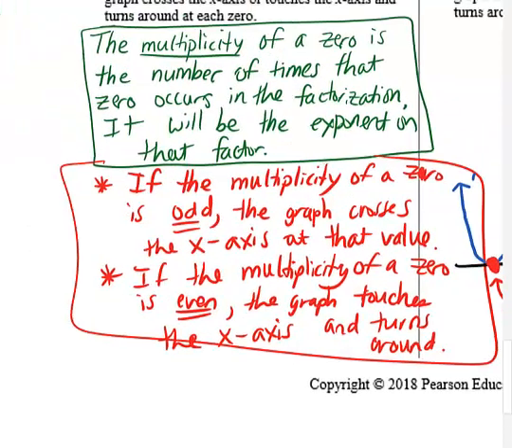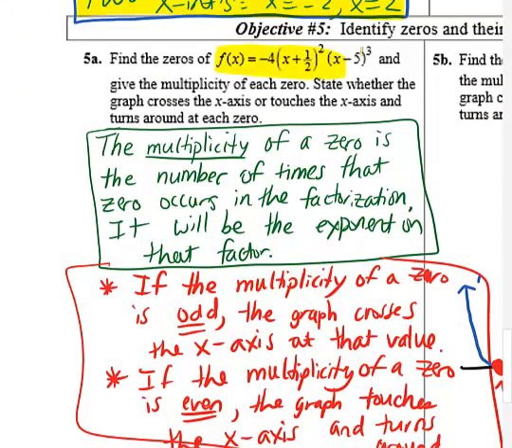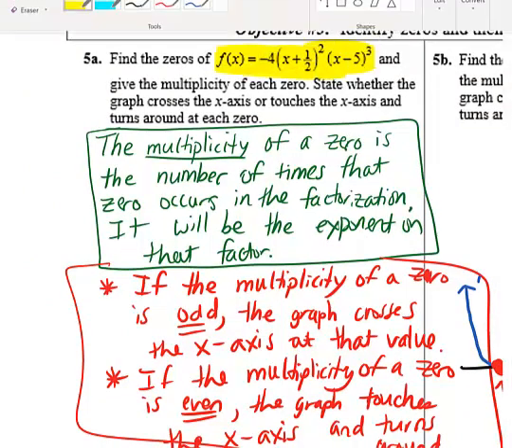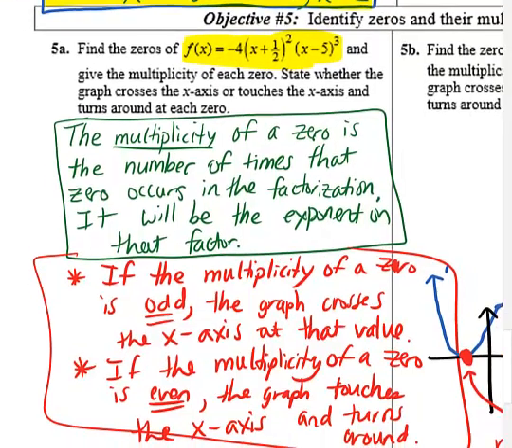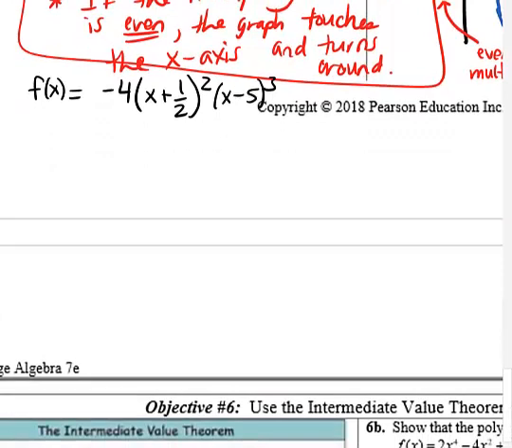Alright, so we're supposed to determine from the function given what kind of multiplicity each zero has, and then whether it's going to be touching or crossing the x-axis. Let me write that function lower so I can work on it. F of x equals -4 times (x plus 1/2) squared times (x minus 5) cubed. Okay, there it is. So if they want me to find the x-intercepts, like we did before, I'm going to set this equal to 0 and solve for x.